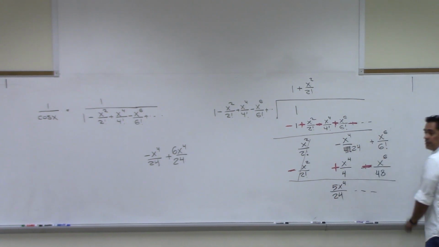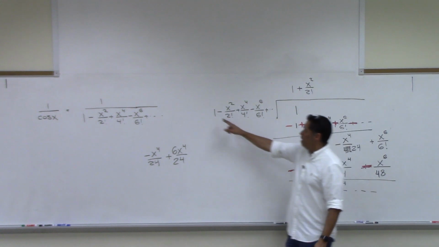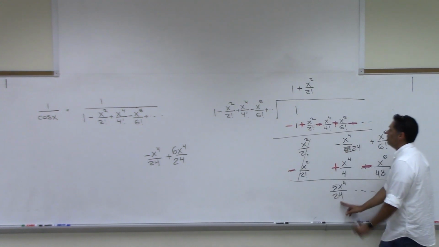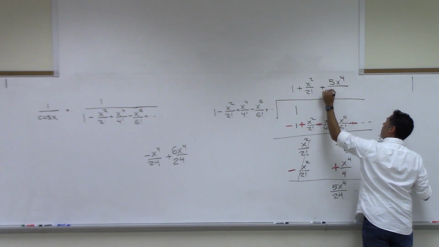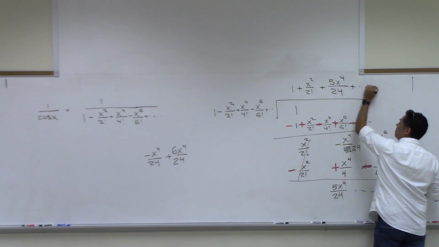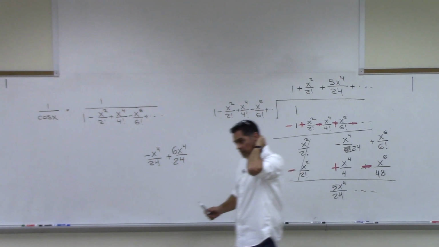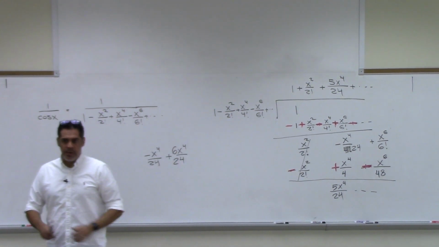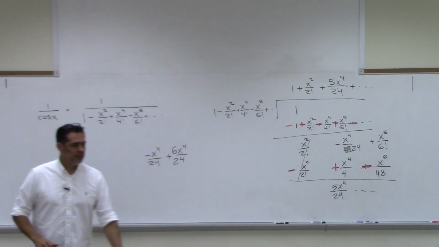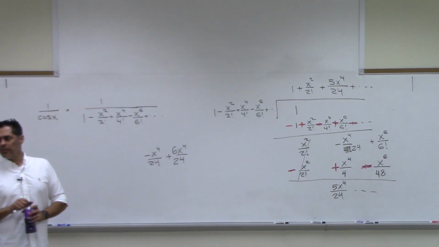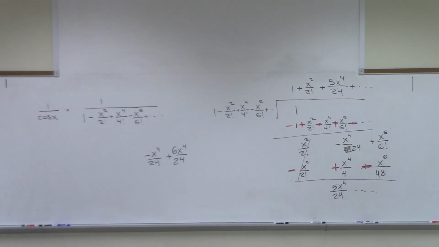And then who cares, right? Yeah. And now I say again, what do I multiply 1 by to get this? 5x to the fourth over 24. Plus dot, dot, dot. I've given you the first 3 terms of 1 over cosine x. Which means that's the first 3 terms of secant x. Yes. Right? Those are the first 3 terms of secant x.